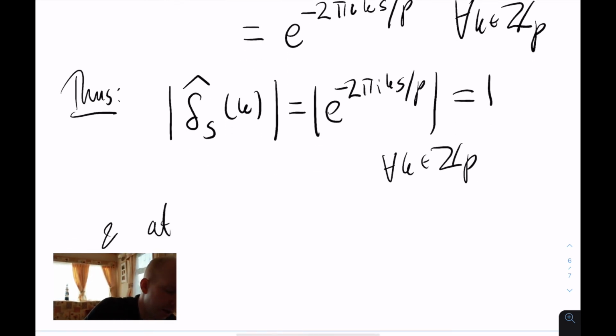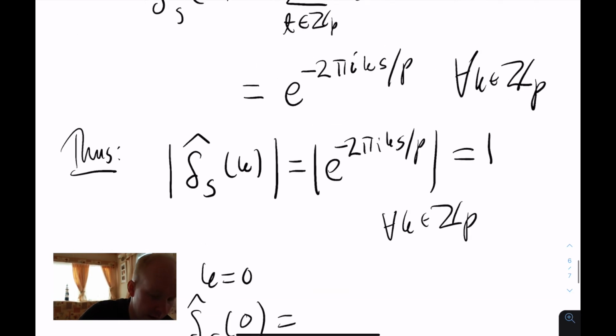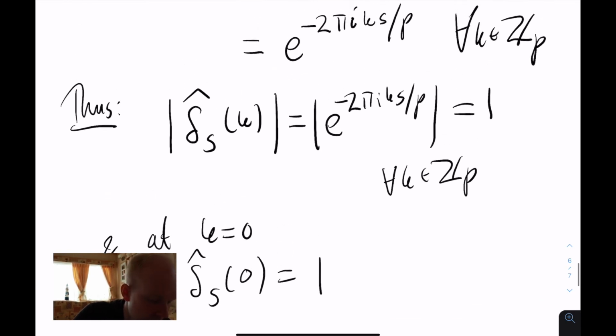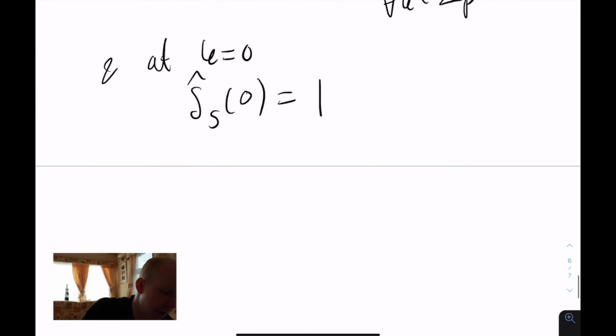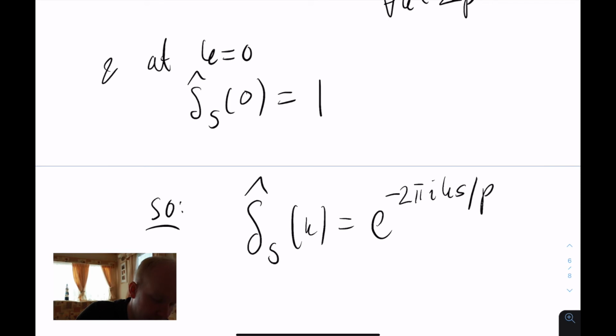And if you want to compute the k equals 0 case, by using the computation, if you put k equal to 0, it's just equal to 1 as well. So what we have basically obtained is that the Dirac mass has this nice property that the Fourier transform of the Dirac mass at s, evaluated at k, is just given by this interesting e to the power minus 2 pi i k s over p formula.